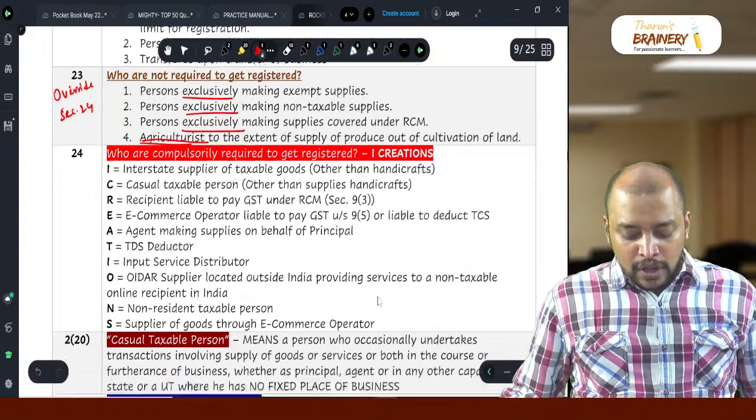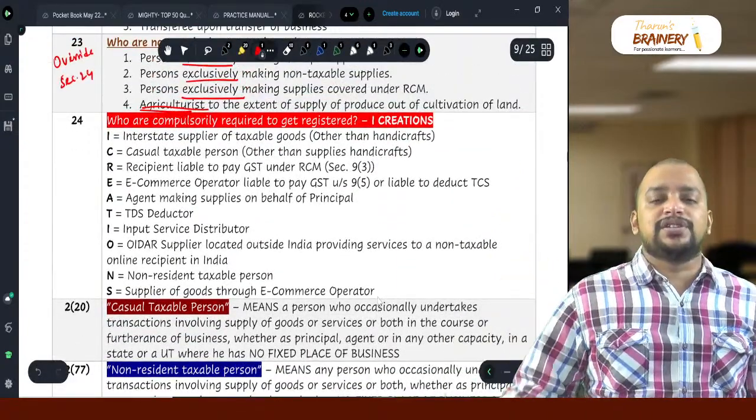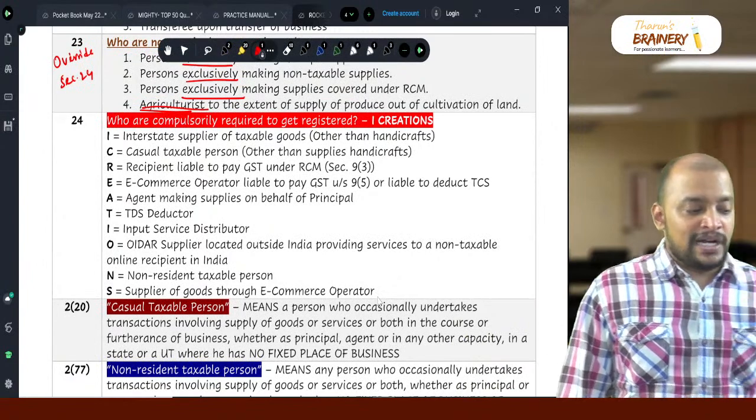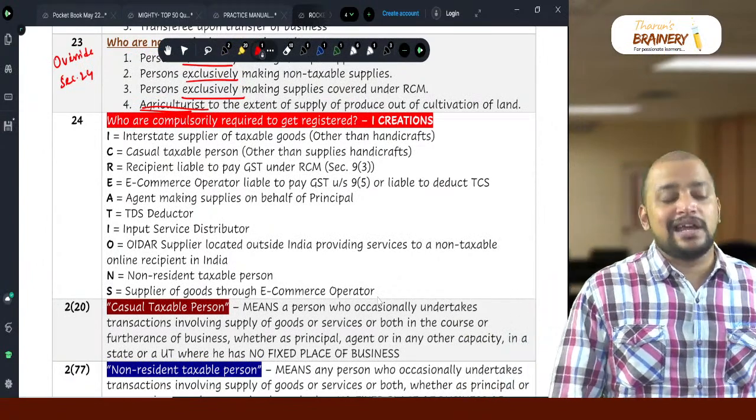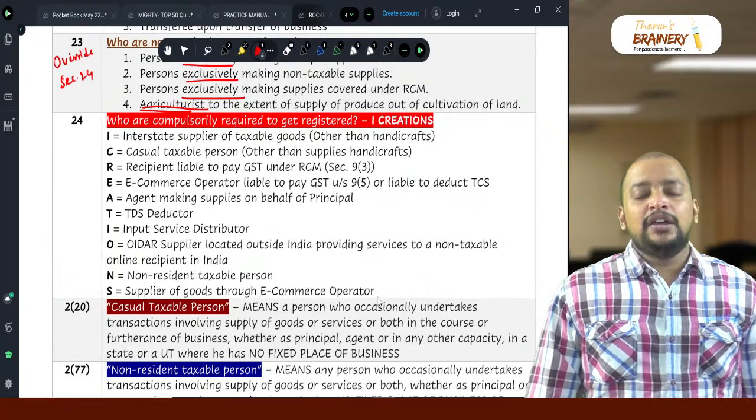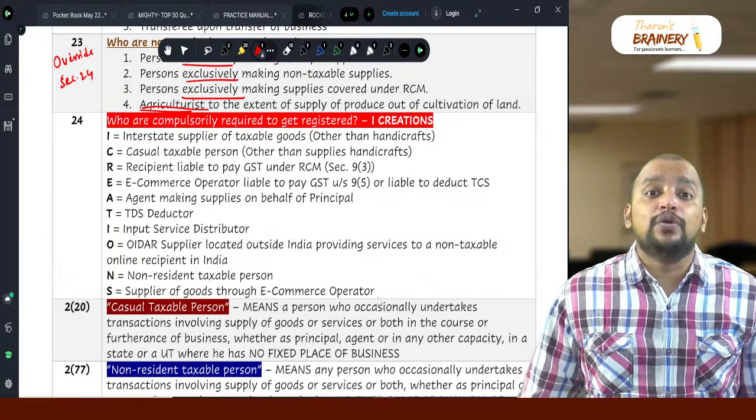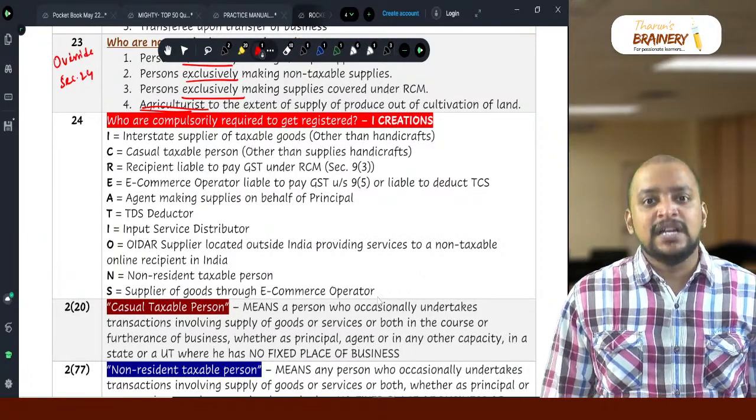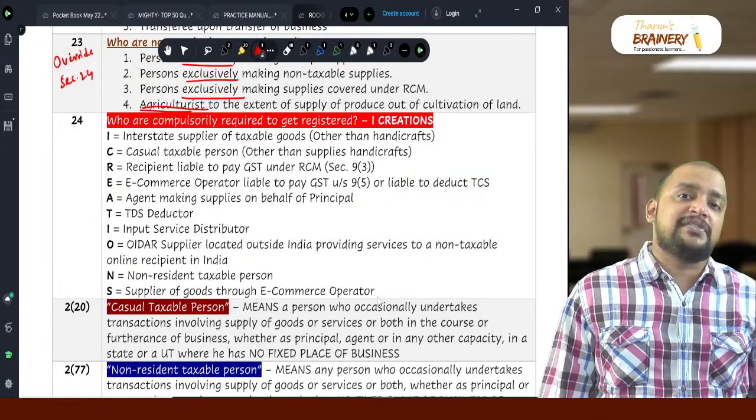And section 24 lists those who are compulsorily required to get registered. So that you remember, use the keyword I creations. I creations means, I for interstate supplier of goods, taxable goods other than handicrafts, but not services. Remember, not services, only goods.